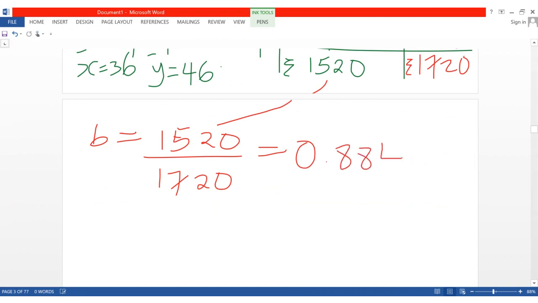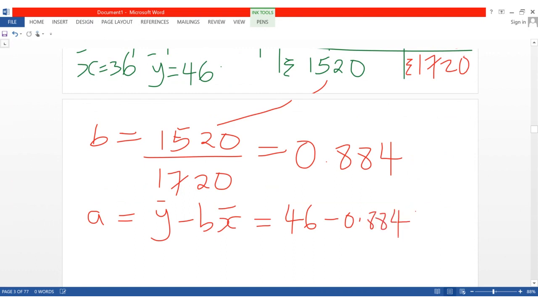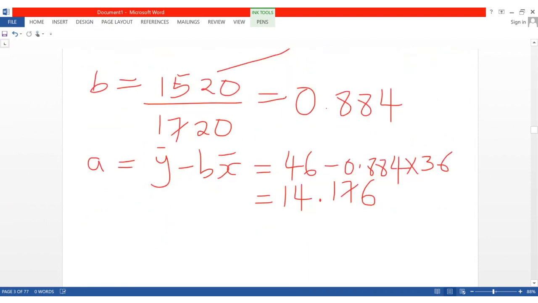0.884. And then we said our A was given by y bar minus b times x bar. That's why we get the B first. So our y bar is 46 and our B is 0.884, times our x bar, which is 36. So 0.884 times 36, and then 46 minus the answer. I'm getting 0.176, let me confirm this one.